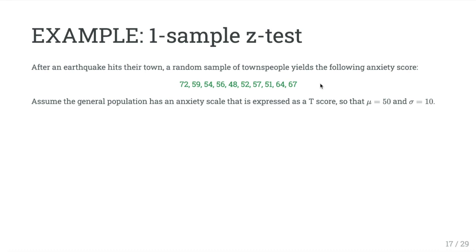All right, so with all of that in mind, let's go through a full example of a one-sample z-test. So the situation here is after an earthquake hits their town, a random sample of townspeople yields the following anxiety scores. So we have this list of scores here. Now assume the general population has an anxiety scale that is expressed as a t-score so that mu is 50 and sigma, the standard deviation, is 10.